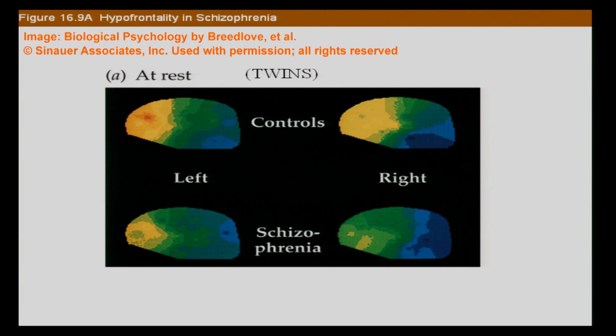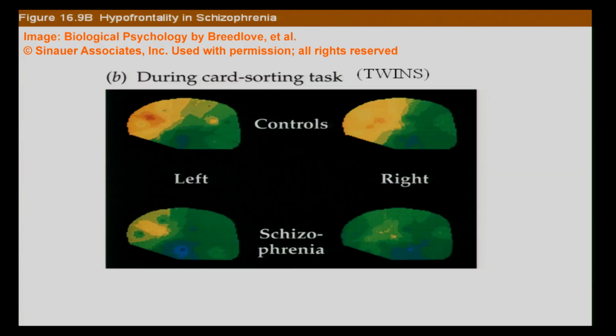In controls at rest, yellow and red are more activity. So even at rest, you have mediocre activity in the frontal lobe. And overall in schizophrenia, overall less. Certainly in the right frontal lobe, the greens are much less activity than the yellows. And the back part of the brain looks pretty similar. During a task requiring frontal lobe function, this is where you see the major difference between the twin with schizophrenia and the twin without schizophrenia.